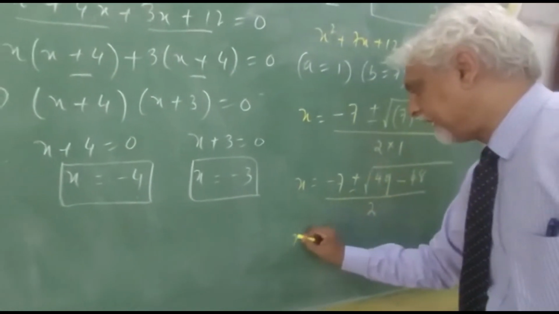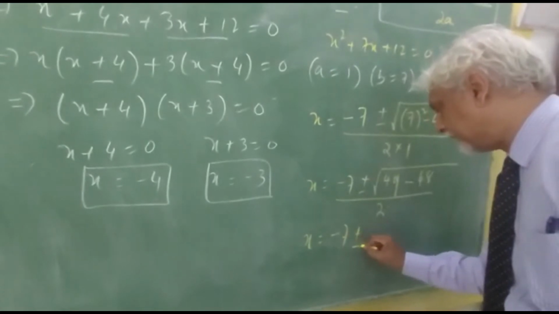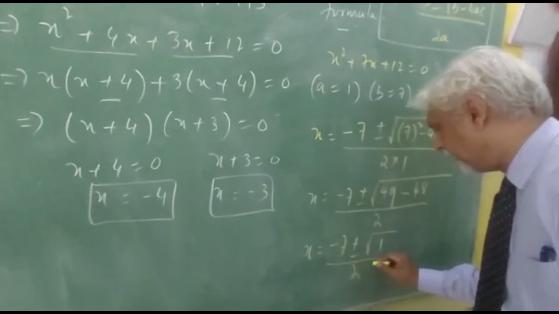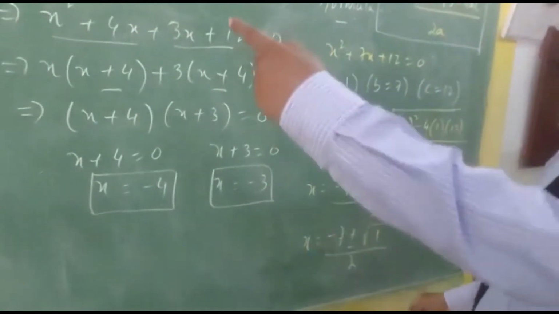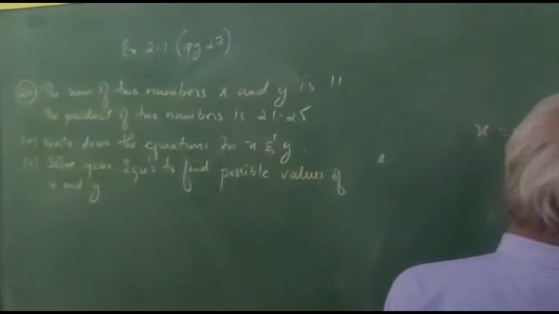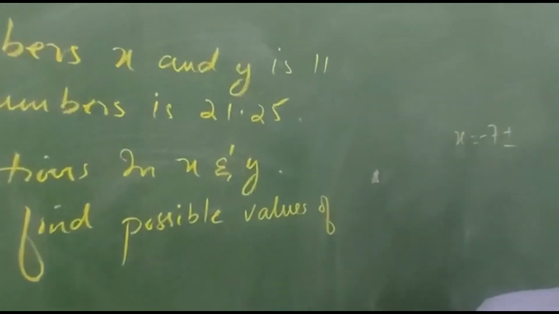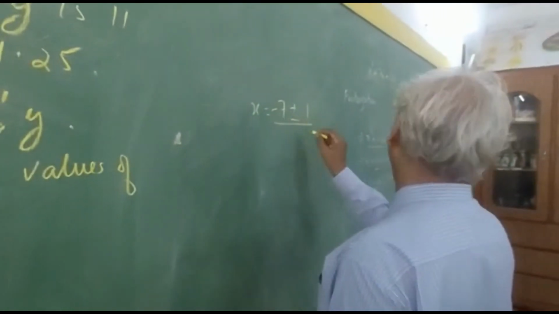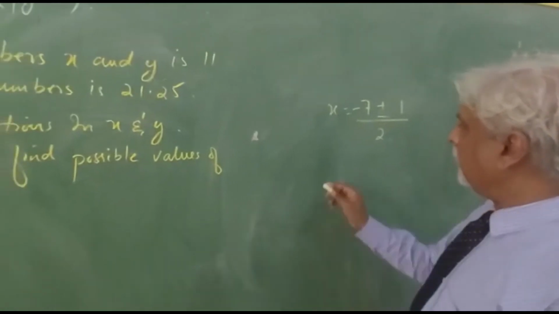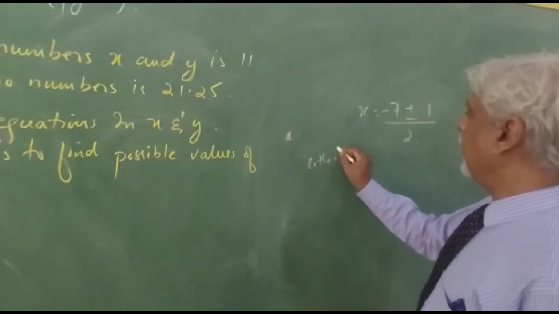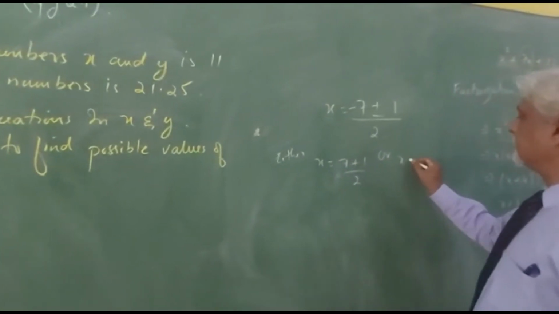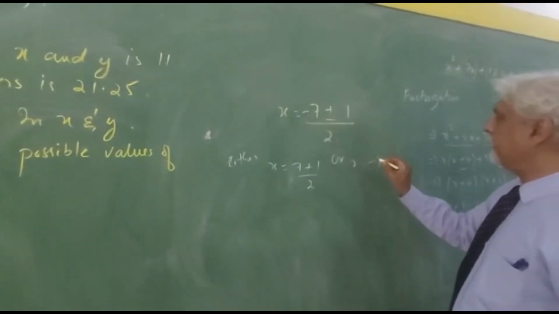So this will give us x equals minus 7 plus minus square root of 49 minus 48, which gives you 1, over 2. And you know the square root of 1 is 1. So I can write x equals minus 7 plus minus the root of 1 which is 1, over 2. Now, I have two conditions over here. Either x equals minus 7 plus 1 over 2, or x equals minus 7 minus 1 over 2.